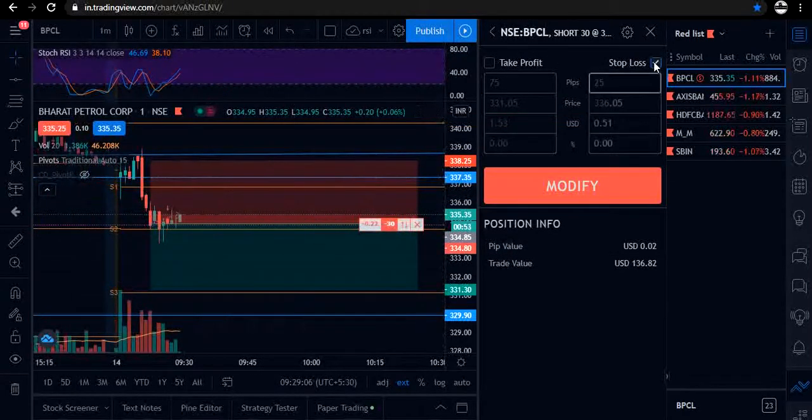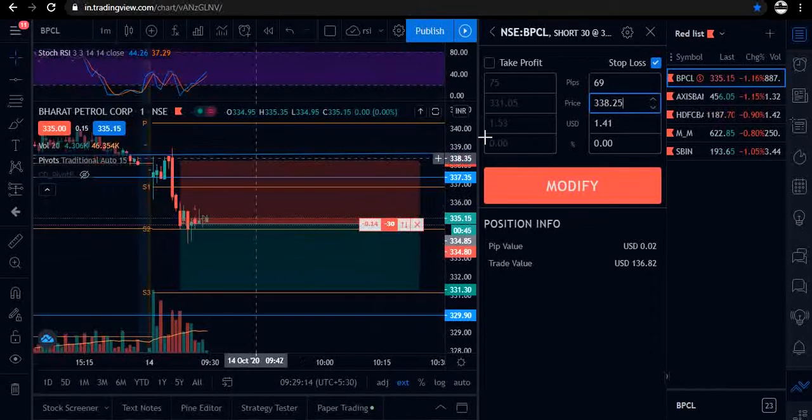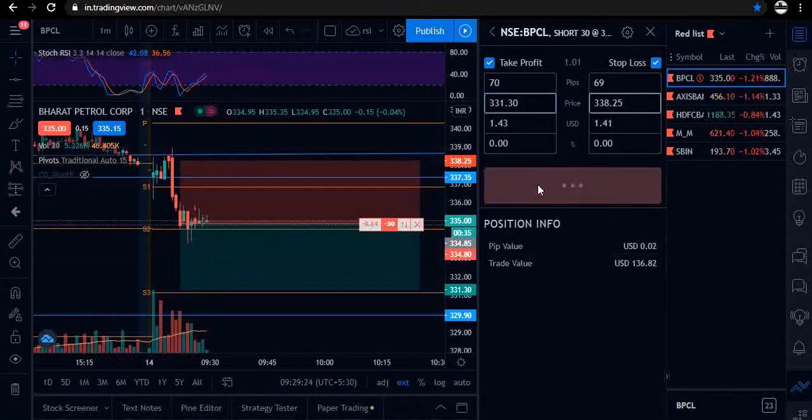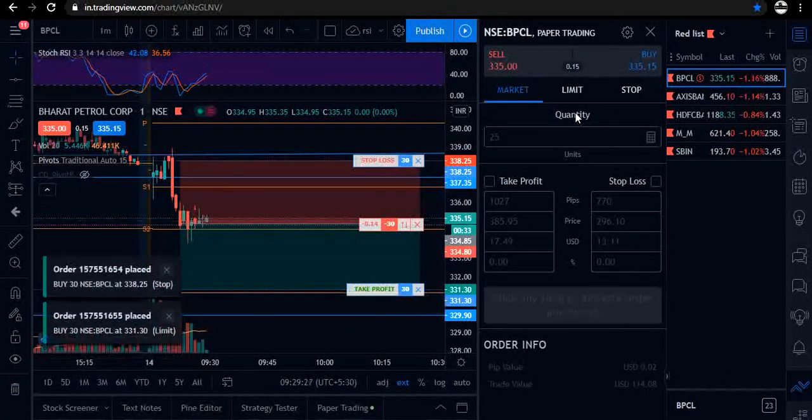So our stop loss is 338.25 and the profit target which we want is 331.30. So here we are. Here's the order, and done.